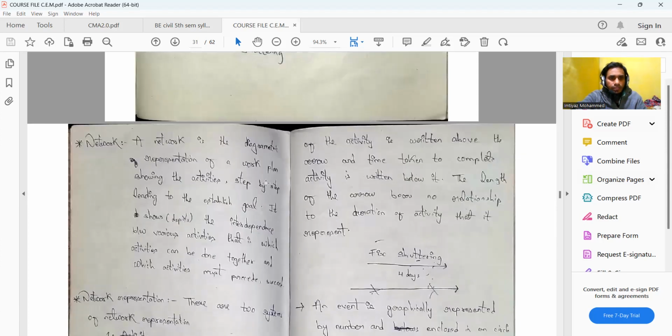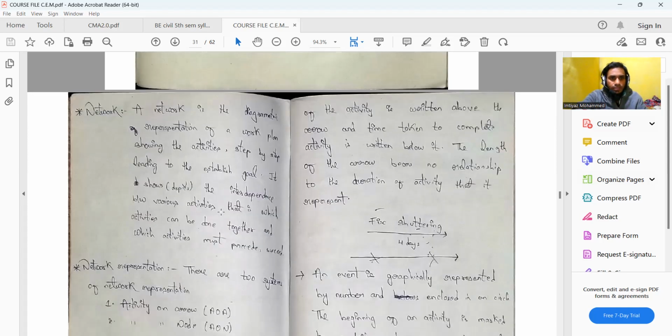Now we also have another term known as network. A network is simply a diagrammatic representation of a work plan which shows all the activities step by step leading to the established goal. It also shows the interdependence or relationship between the various activities, and tells us which activities we need to do together and which activities must precede or succeed any other activity. Simply put, a network is a diagram which shows the relationship between all the different activities, and how all these activities, when carried out systematically, lead to the established goal of the construction of that particular project.